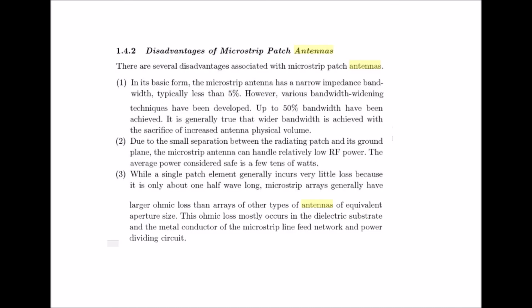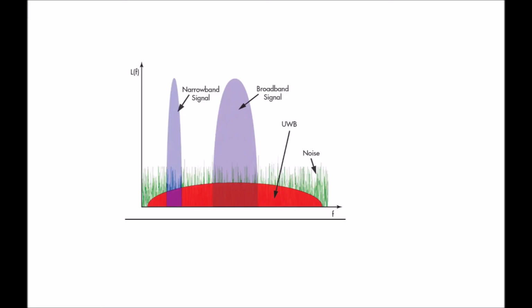Disadvantages of microstrip patch antennas. There are several disadvantages associated with microstrip patch antennas. Number 1, in its basic form, the microstrip antenna has a narrow impedance bandwidth, typically less than 5%. However, various bandwidth widening techniques have been developed. Up to 50% bandwidth has been achieved. It is generally true that wider bandwidth is achieved with the sacrifice of increased antenna physical volume.